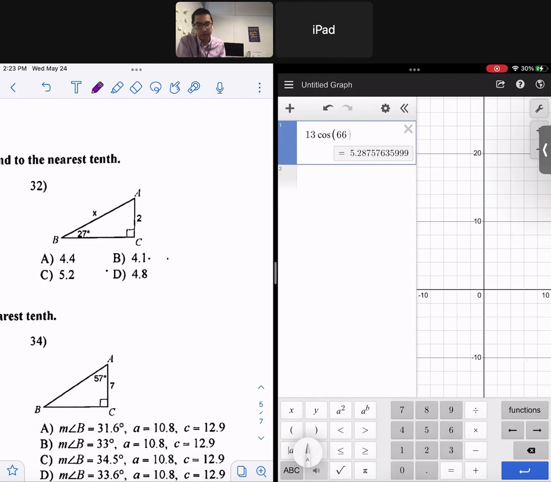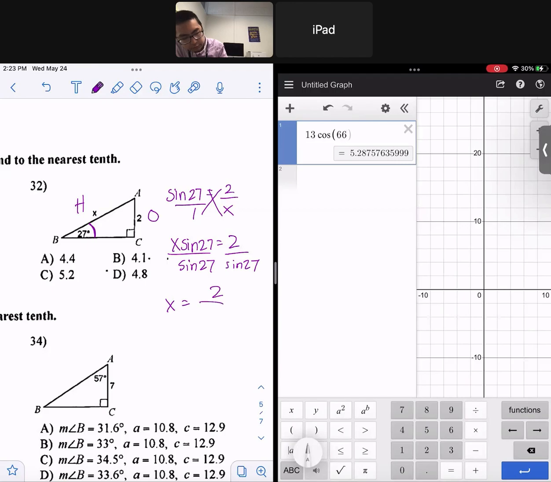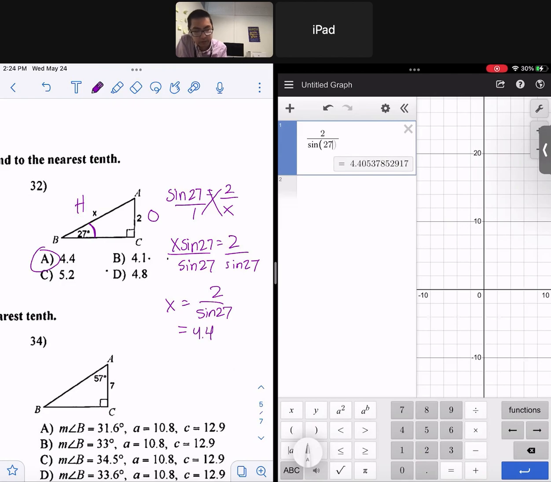32. In the perspective of this angle, this is opposite, this is hypotenuse, so this is going to be using sine, opposite over hypotenuse, and this is where you have to cross multiply. X sine 27 equals 2, and then divide both sides by sine 27. 2 over sine 27, so we have to put that into the calculator. 2 divided by sine 27. So it's going to be 4.4, rounded to the nearest tenth.